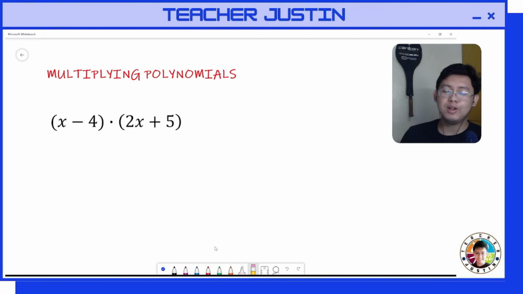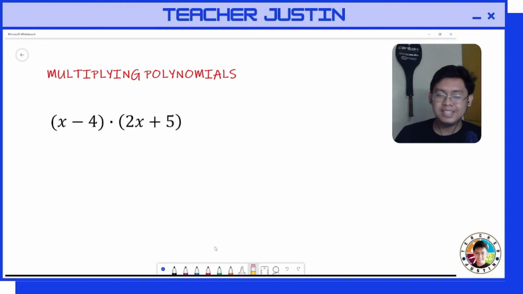Okay, let's talk about multiplying polynomials. So in multiplying polynomials, we're going to apply the distributive property. But in this case, we're going to distribute the terms of our first polynomial to each term of our second polynomial. We're going to perform the distributive property based on the number of terms present in our first polynomial.